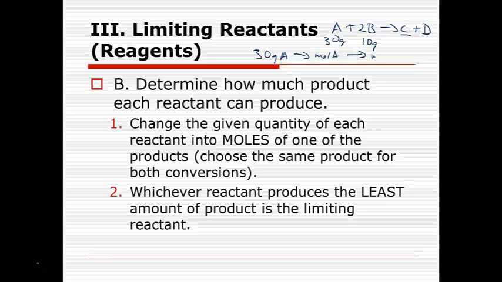So then I change it into moles of C. You don't have to go to grams, just leave it in moles. You also have to do it for the other one. So I take the 10 grams of B, change it into moles of B, then change it into moles of C. Now whichever one is smaller produces the least amount of moles of C. That is the limiting reactant.